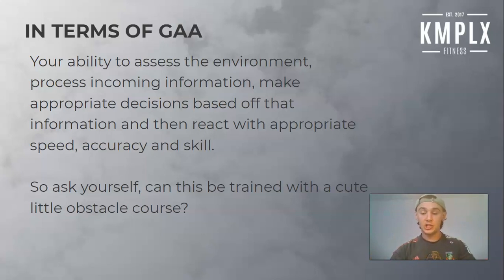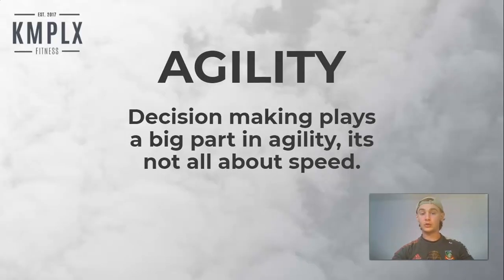So being agile is extremely different to just being fast or being able to get from point A to point B to C to D or running through these little obstacle courses. Being agile is being able to read everything, process the information, make a decision, and act on that decision or react to someone else's decision. So in agility, decision making plays a big part. It's not just all about speed.